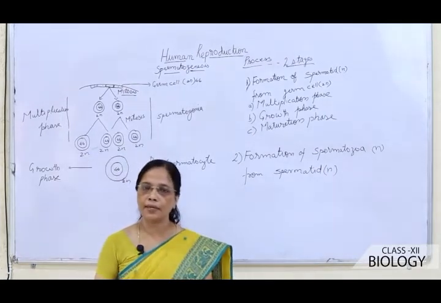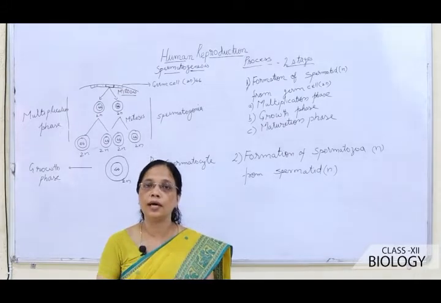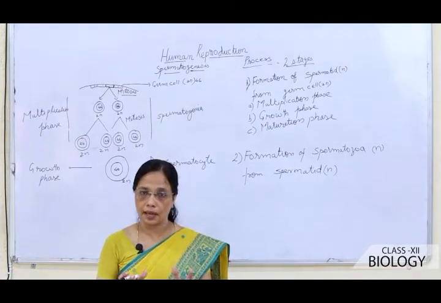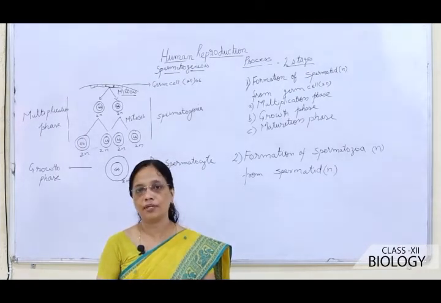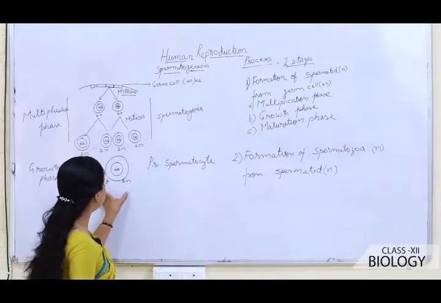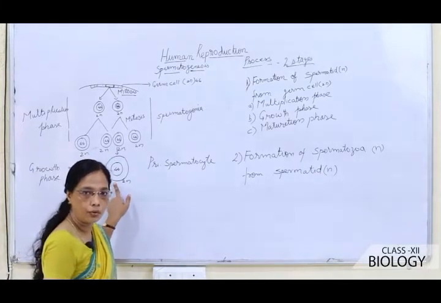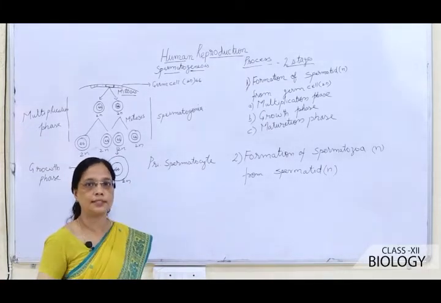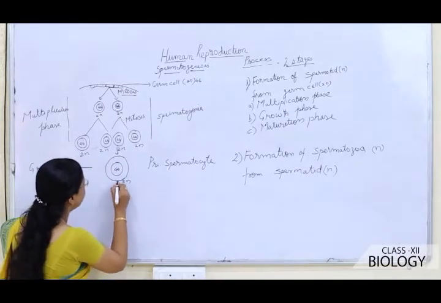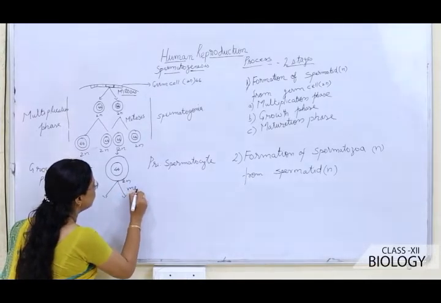So what happened in the growth phase? Only the accumulation of cytoplasm. Due to the accumulation of cytoplasm, the size of the cell increases, and replication of DNA takes place. This finishes the growth phase. After that, suppose we are taking this cell, it undergoes the next phase, that is the maturation phase. What is the maturation phase? In the maturation phase, it undergoes a division known as meiosis.